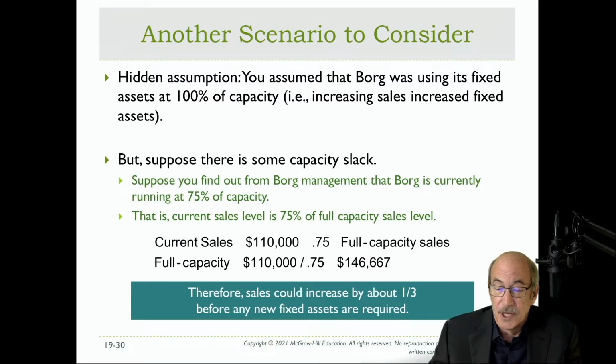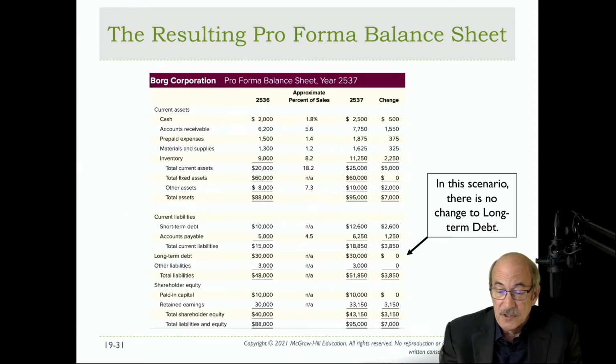Another scenario to consider, though, they say, well, look, assume that Borg was using its fixed assets at 100% capacity. This means, in the last one, sorry, they were assuming that. But let's suppose that maybe it's only 75%. And as a result, we could actually increase capacity and still support a revenue of 146,600. We're only at 37.5. So we wouldn't need to do anything with our fixed assets in that case, and that changes the need to get external financing.